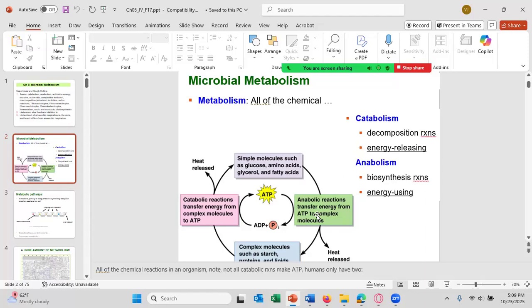How the cells and most organisms make these anabolic reactions go is they get the energy from ATP. ATP is split into ADP and inorganic phosphate, and that releases a lot of energy. Some of that energy can be used to make the anabolic reaction proceed. Any question about any of that?